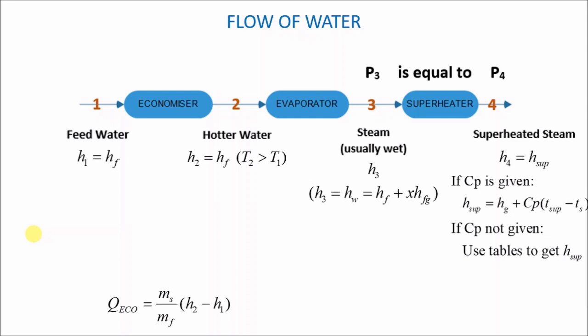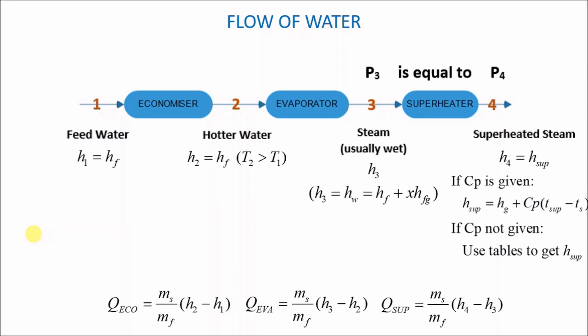And then we have a similar equation for the heat absorbed by the evaporator, but notice that this time the enthalpy difference is between H3 and H2, because the water flows into the evaporator with an enthalpy of H2 and then comes out of the evaporator with an enthalpy of H3, and therefore the heat absorbed by the evaporator will be ms over mf multiplied by H3 minus H2.